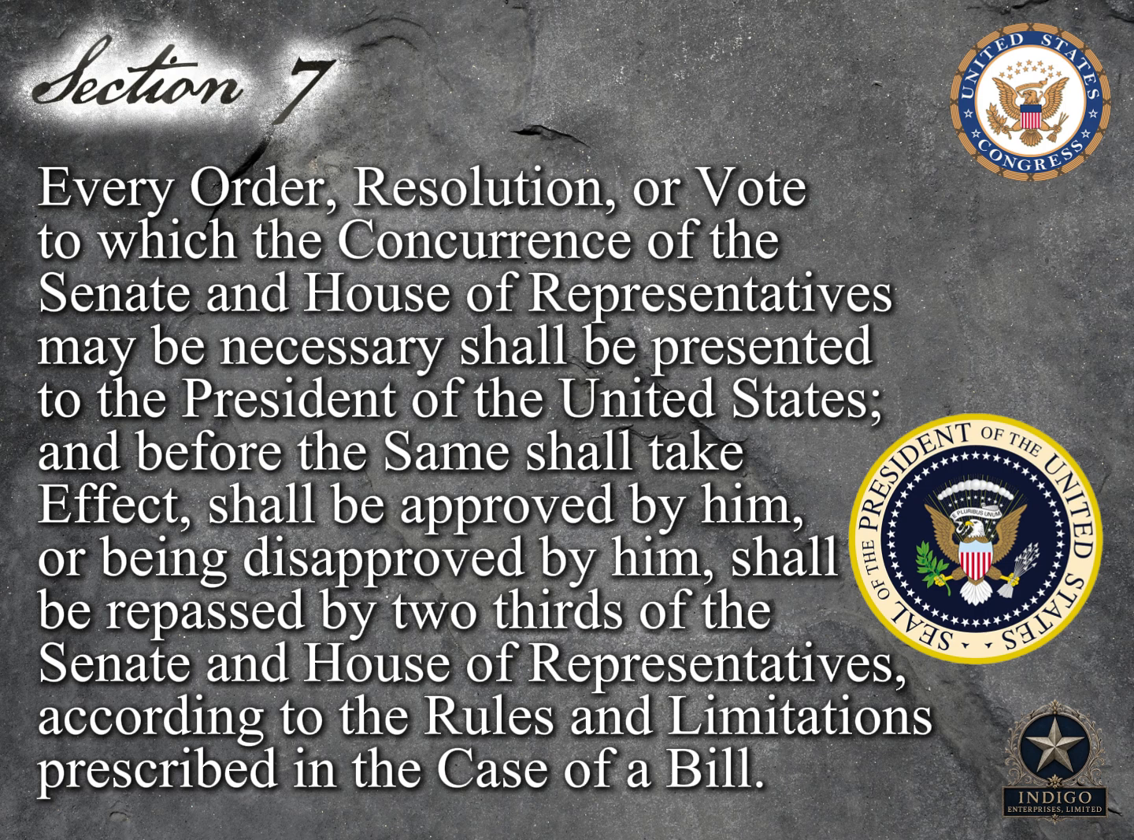Every order, resolution, or vote to which the concurrence of the Senate and House of Representatives may be necessary, except on question of adjournment, shall be presented to the President of the United States, and before the same shall take effect, shall be approved by him, or being disapproved by him, shall be repassed by 2/3 of the Senate and House of Representatives, according to the rules and limitations prescribed in the case of a bill.